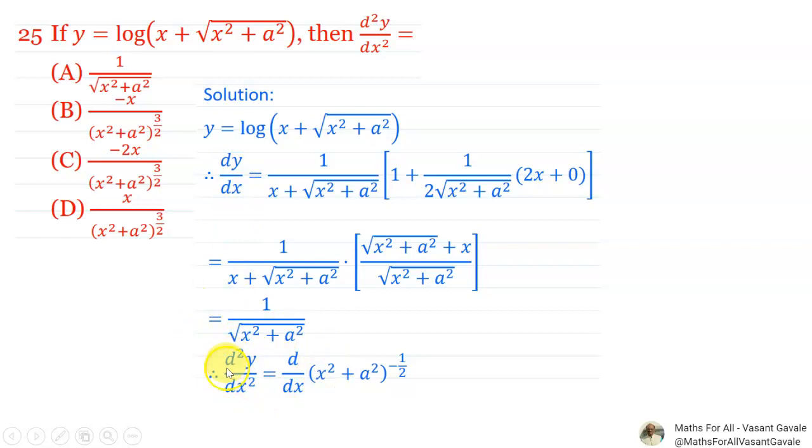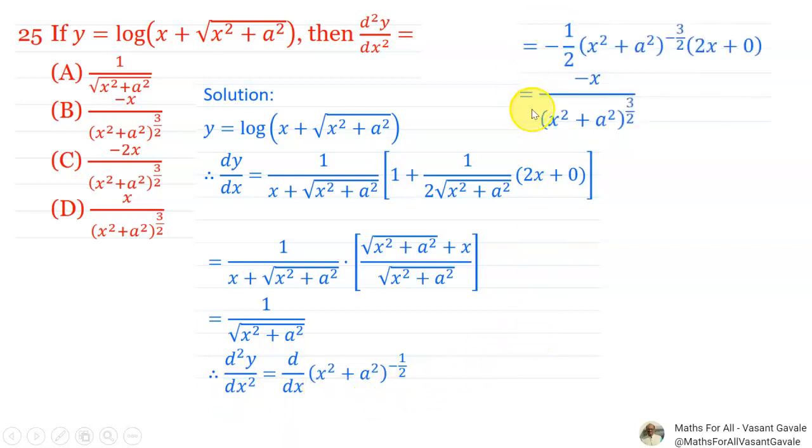Now differentiate this again with respect to x, then you will get d2y by dx square equal to d/dx of (x square plus a square) raised to minus 1 by 2, that is minus 1 upon 2 (x square plus a square) raised to minus 3 by 2 into the derivative of x square plus a square: the derivative of x square is 2x, of a square is 0. Then this power we bring down, that will become plus 2, these two will cancel here, and overall you will get minus x upon (x square plus a square) raised to 3 by 2, and hence option B is the correct one.